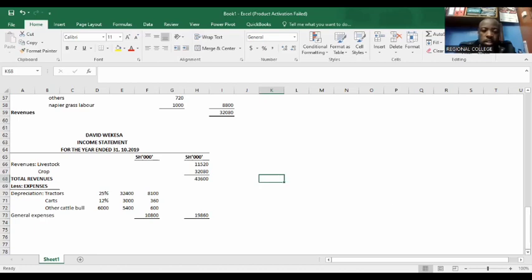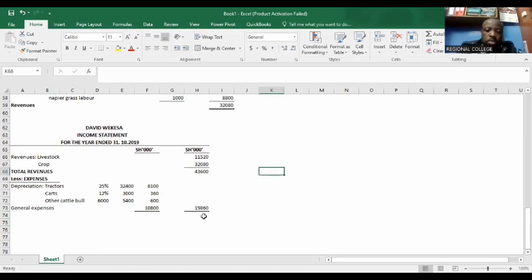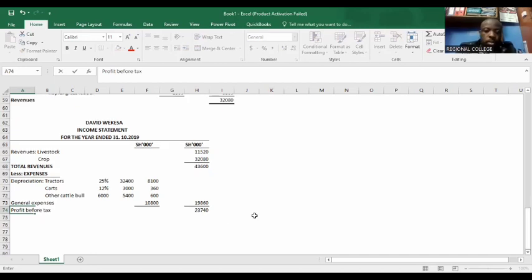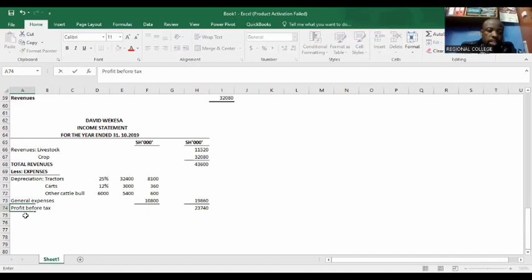So I have seen there is a tax there. So this one you can call it profit before tax. Because I've seen there is a tax estimated for the year, so you have to pay tax. That's less.